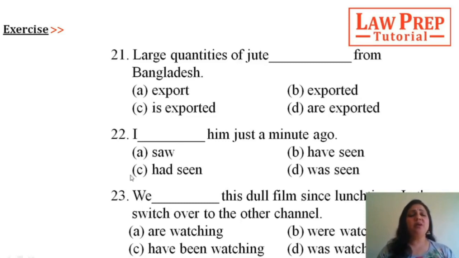Turning to our next question, question number 23. We watched this dull film since lunchtime. Let's switch over to another channel. So it means you've been watching. With for and since, perfect and perfect continuous, please note, we never use a continuous tense with for and since. So we can't use are watching, we can't use were watching, we can't use was watching. So we'll use the answer have been watching, present perfect continuous. We have been watching this dull film since lunchtime.